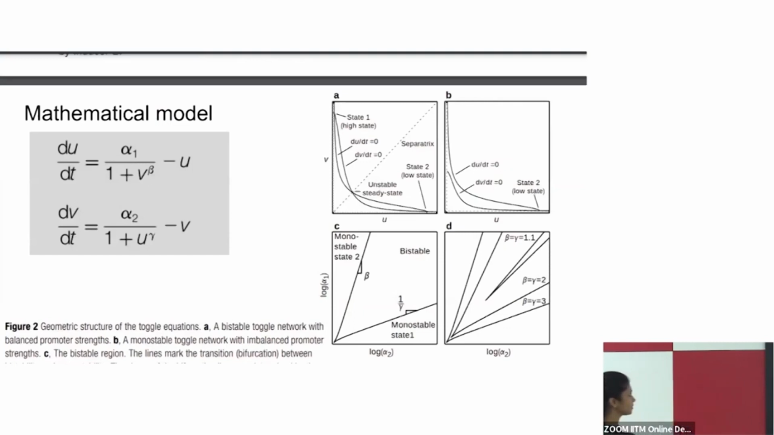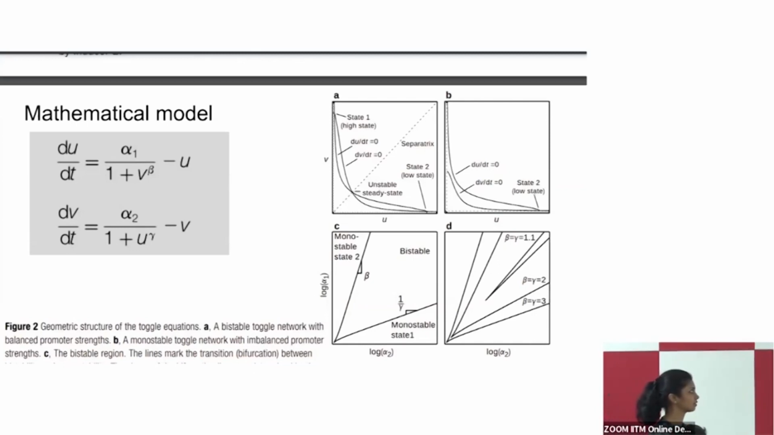Okay, so this represents the kinetics of the system in the form of Hill equations, but in non-dimensionalized form. So U and V are the concentrations of the repressors, alpha 1 and alpha 2 are the rates of generation of the repressors, and beta is the cooperativity.